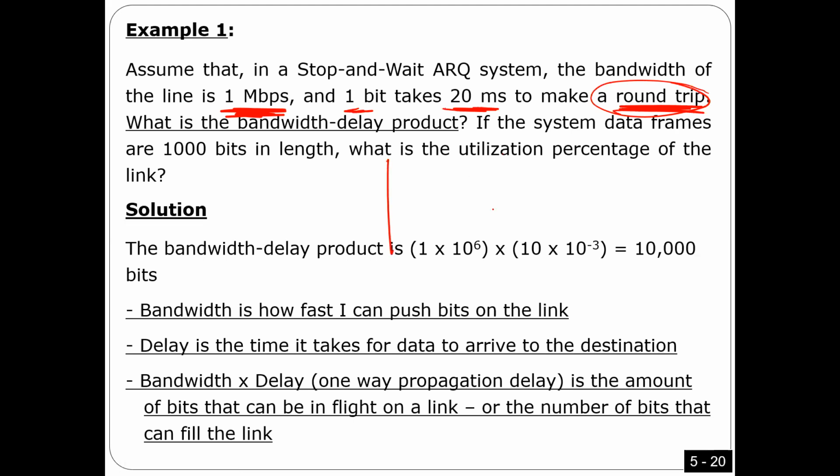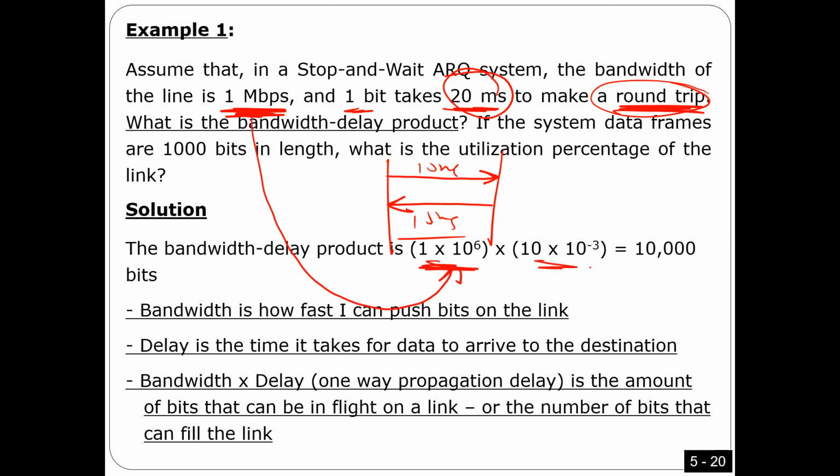So if you have a transmitter and receiver, the time to send one bit to go and come back is 20 milliseconds. That means to go is 10 milliseconds, and to come back is 10 milliseconds. This is the delay in each direction. Then I'm going to ask you about the bandwidth delay product, as I explained before. The bandwidth is 1 megabit per second, and the delay is 10 milliseconds. That means it is 10,000 bits. This is the bandwidth delay product.